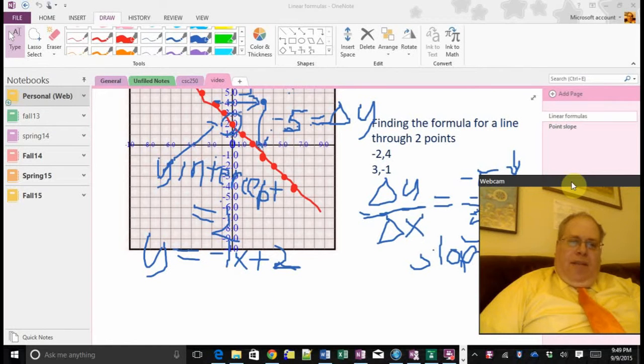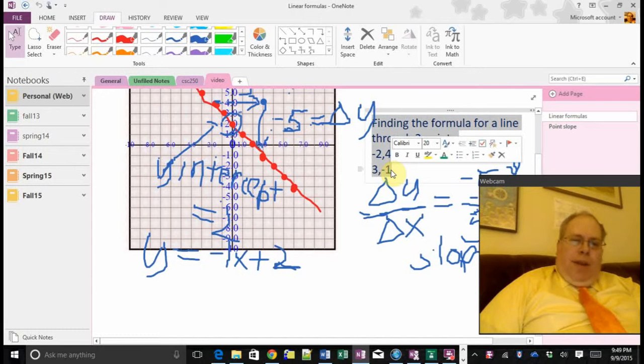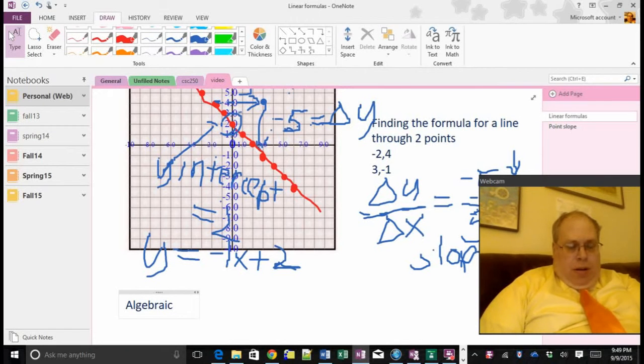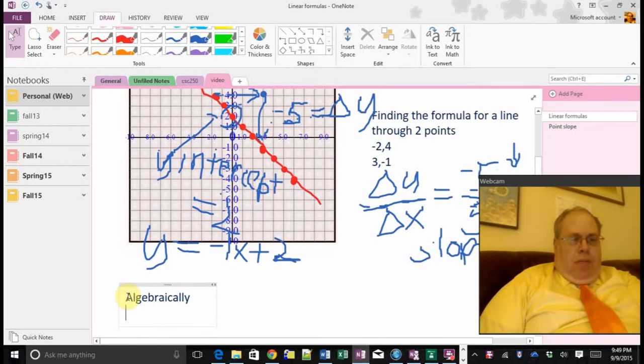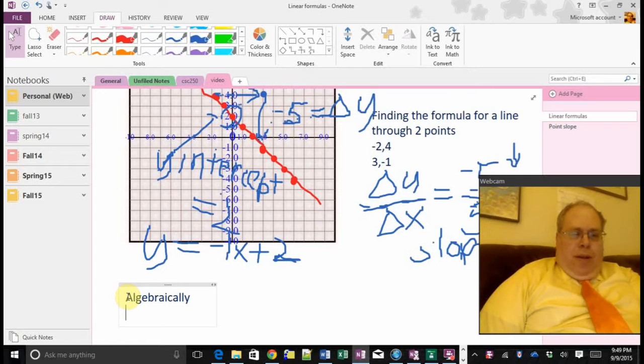We just solved the problem of finding a line through two points, in this case (-2, 4) and (3, -1), graphically. Now, the next step is I'd like to use a totally different technique, algebraically solving this. We're going to start over completely from scratch. I'm not going to use any of the information from the graphical solution, because this is a check on the graphical solution. We start algebraically by finding the slope.